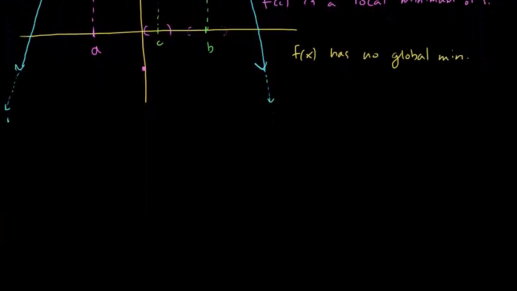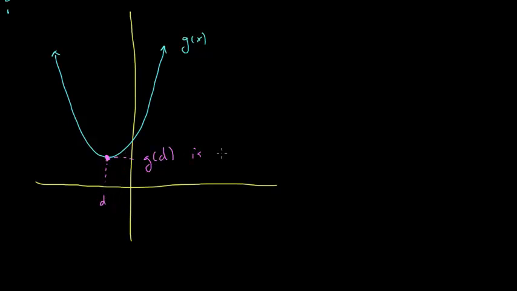However, there are, of course, functions that do have global minima, and I'll just draw one real quick. Kind of the prototypical example is just a normal upward opening parabola, like so, and I'll call this g of x. And we can see that g of x does have a global minimum, g of d, because the output value, g of d, is smaller than every other output value.